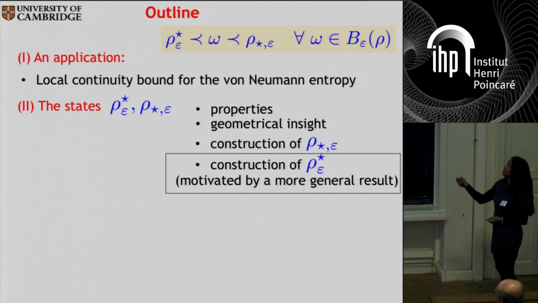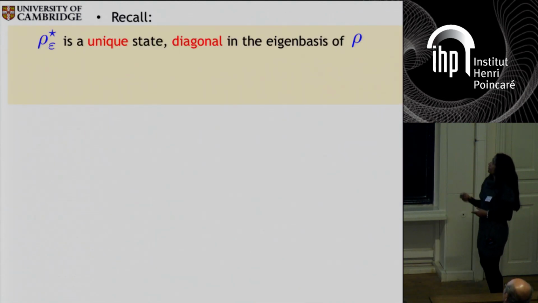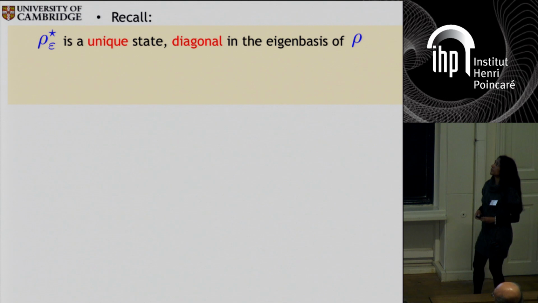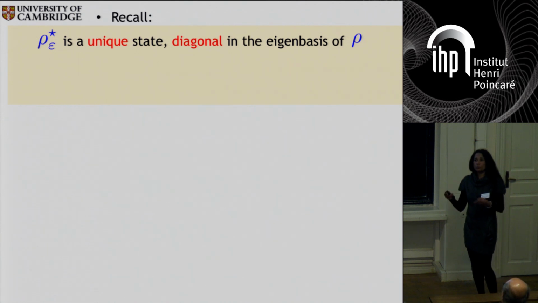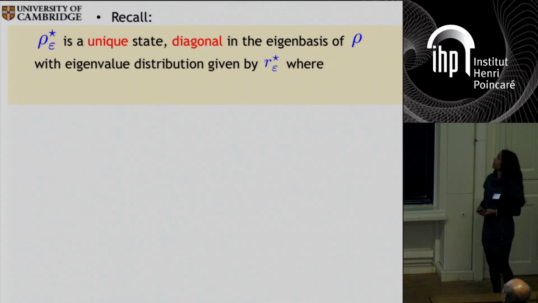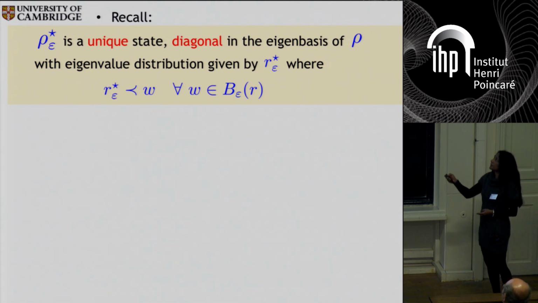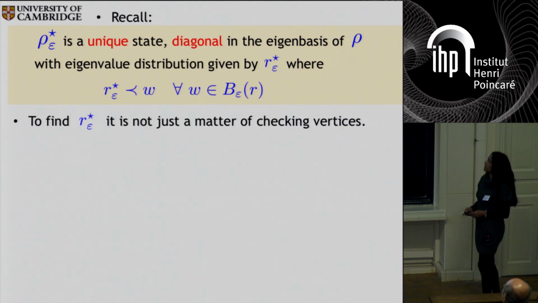Okay, now let's look at the more interesting case, that of rho upper star epsilon. And I'm going to motivate it by a more general result, which I think is of independent interest. Recall what we saw in the earlier slides. We saw that rho upper star epsilon is a unique state, and I didn't prove it, but I told you that it was diagonal in the eigenbasis of rho, with eigenvalue distribution given by R upper star epsilon, where R upper star epsilon is majorized by every other state in the ball on the probability simplex.